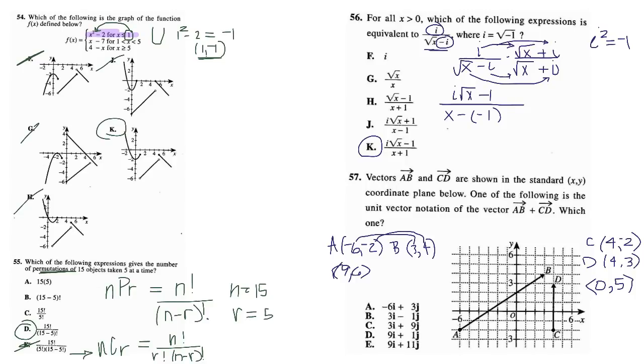And so let's see, 9 plus 0. So that's going to be our 9i. So that's going to get rid of those. And then 6 plus 5 is going to give us our 11j. So that's going to be answer choice E.